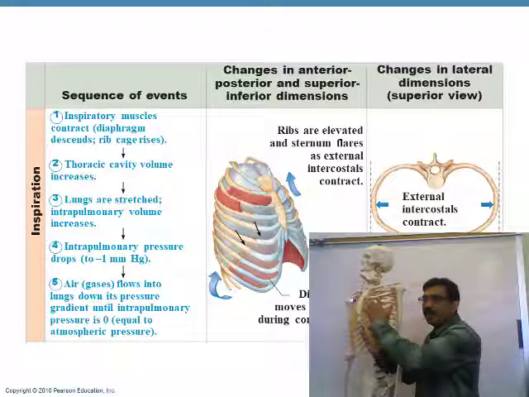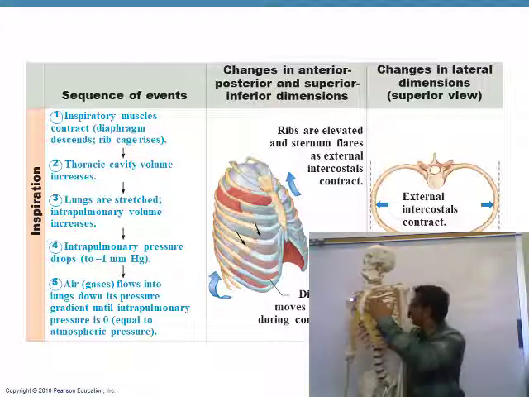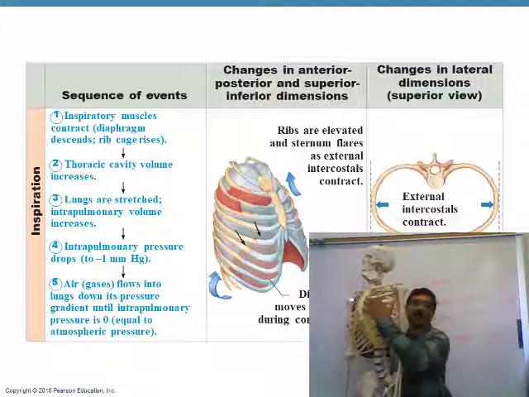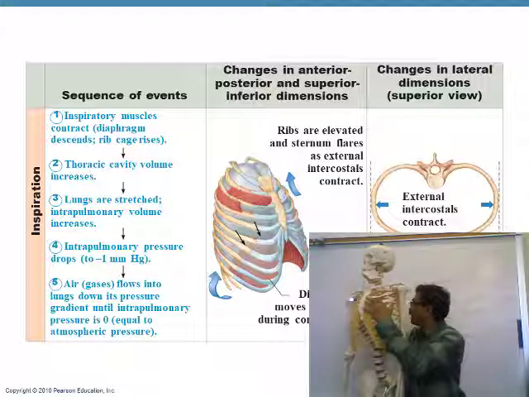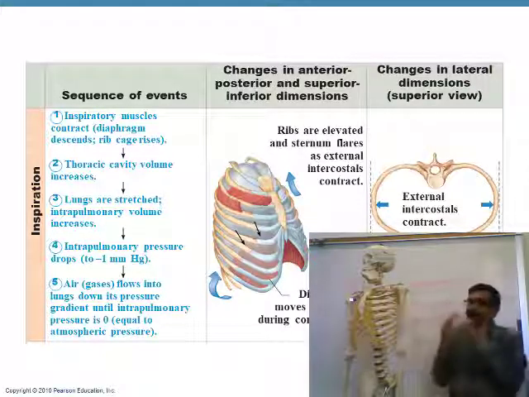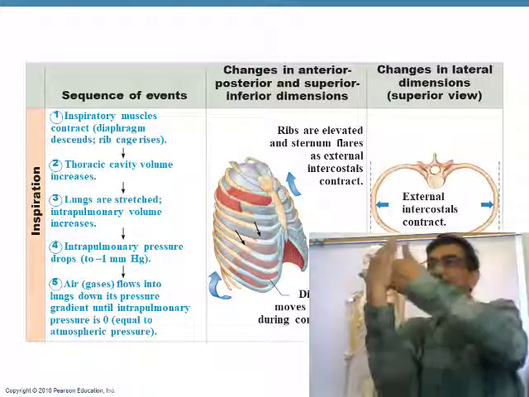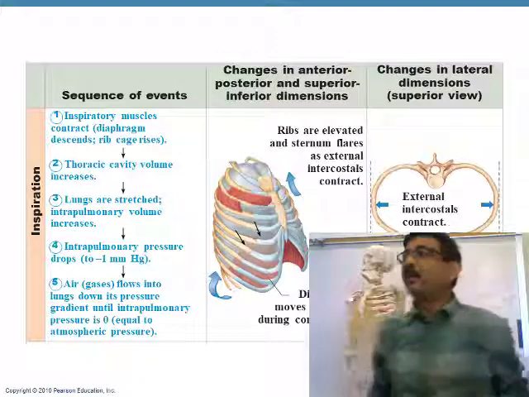Forward and upward, right? So this way. The parietal layer is attached to the chest wall. So the parietal pleura also moves forward and upward, and that also causes the movement of the anterior surface of the lung forward and upward. So everything will move forward and upward.